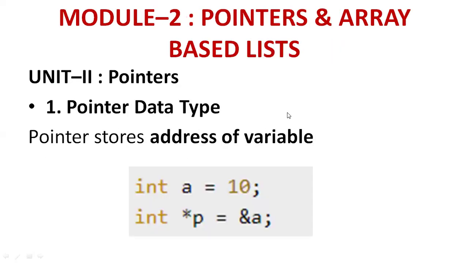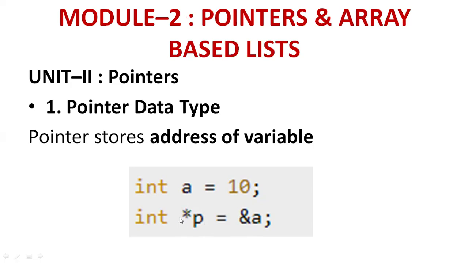Coming to module number 2, it is based upon pointers and array based lists. So what do you mean by pointer data type? A pointer stores the address of a variable. For example, A is a variable. Like I'm going to declare a new pointer called P, using the asterisk, that is star. So I'm going to find out the address of the variable's memory location. Where is the address of the memory location that is going to be pointed out?